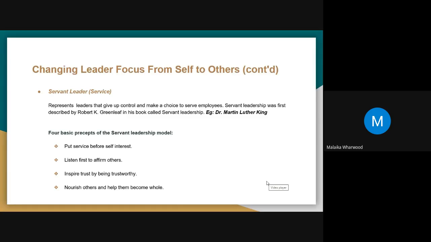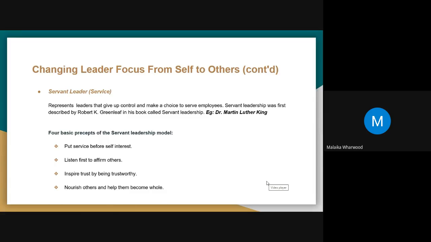And who was Robert K. Greenleaf? Well, he was the founder of the modern servant leadership movement. He created the four basic precepts of the servant leadership model, and we'll have a look at that, right? An example of this servant leadership would be Dr. Martin Luther King. Dr. Martin Luther King was an activist who became the most visible person and leader in the American civil rights movement.